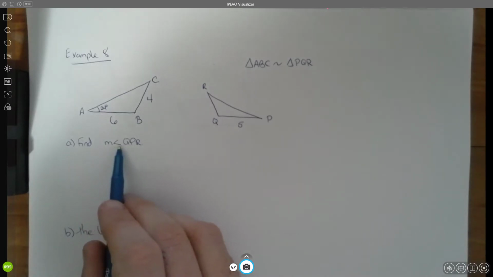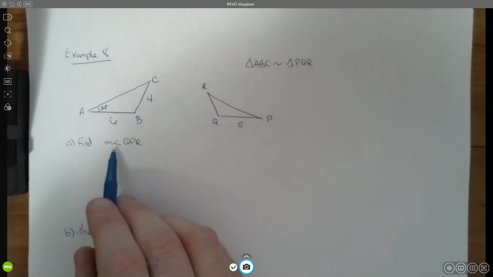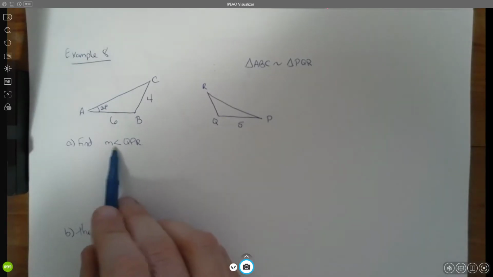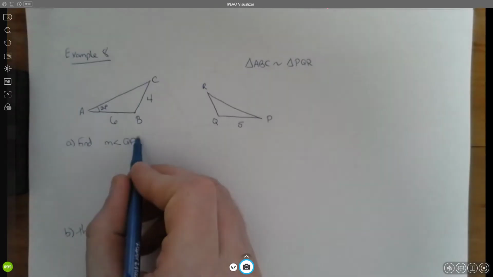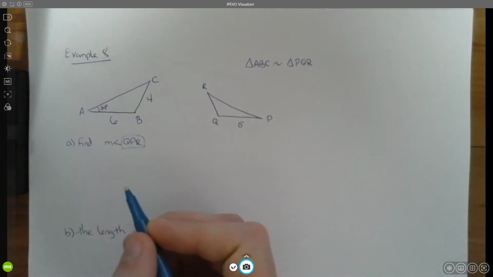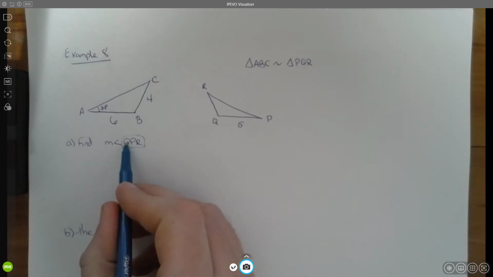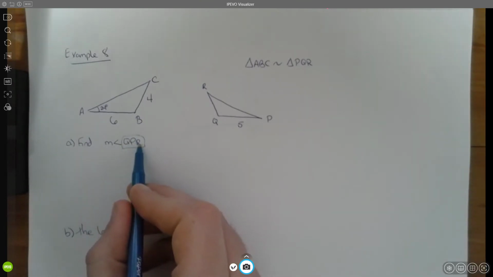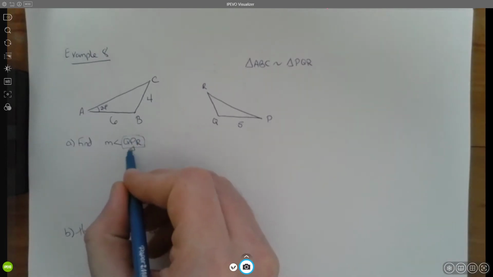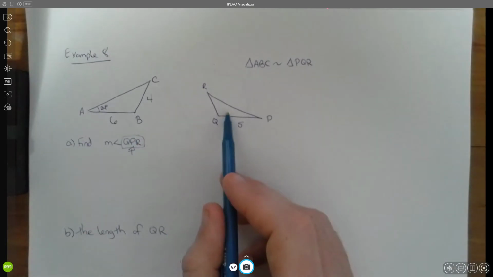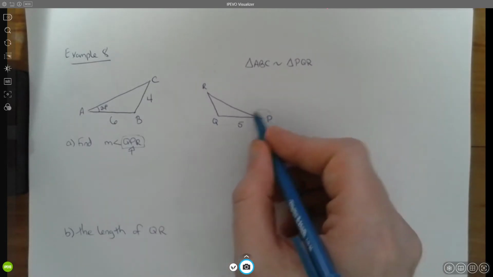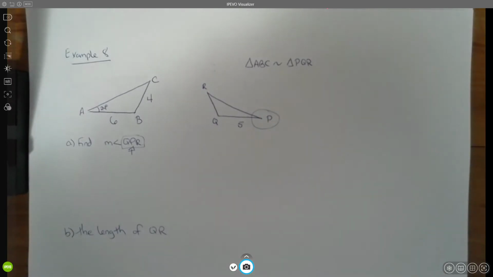So the first question says find angle QPR, the measure of angle QPR. So if you remember from before, when we have 3 letters here and we're looking for an angle, we're really just starting at Q, going to P, and then going to R. So our angle is really only at P there. So this is the angle that we're looking for.